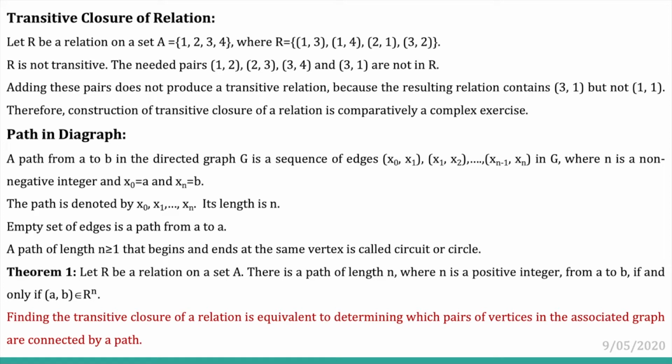Now, two vertices A and B in a directed graph representing relation R are connected by a path of length n, where n is a positive integer, if and only if the nth power of R contains the ordered pair (A, B). Finding the transitive closure of a relation is equivalent to determining whether pairs of vertices are connected by a path in the graphical representation of relation R.